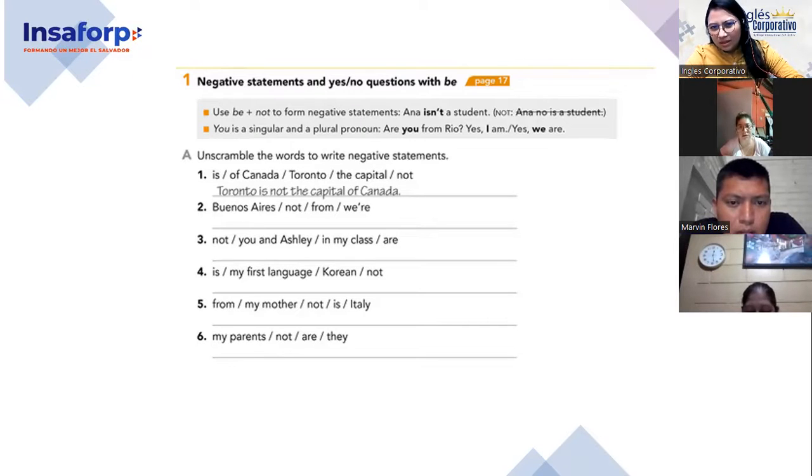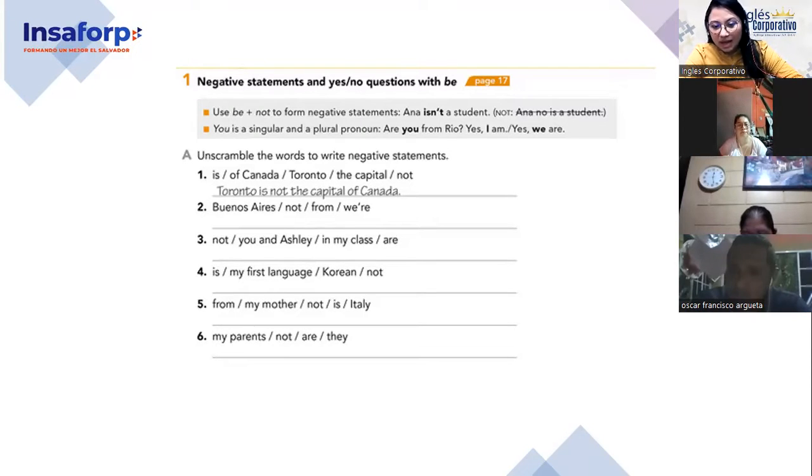Do you think that we can make a question? What is your opinion? Can we make a negative statement or probably a question? ¿Pueden probar con una pregunta? There is no sign of question, teacher. No, it's not, but we can add the question mark at the end. Let's see how it goes. Are you and Ashley in my class?